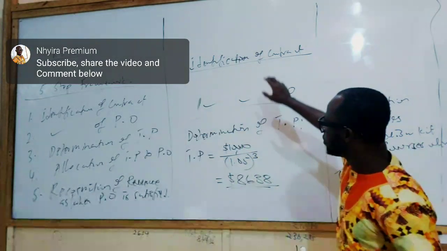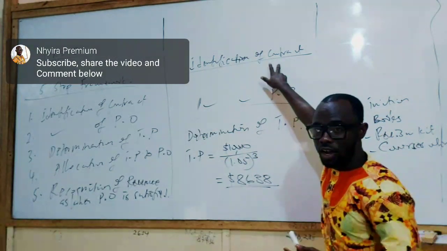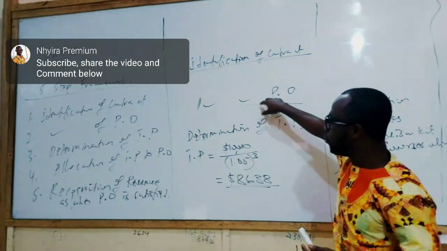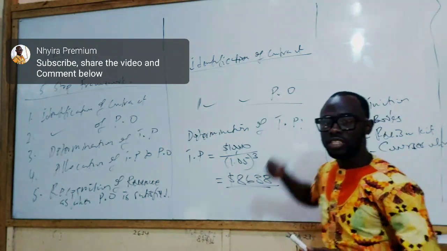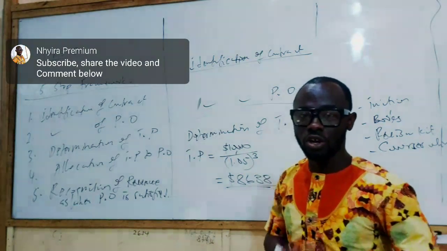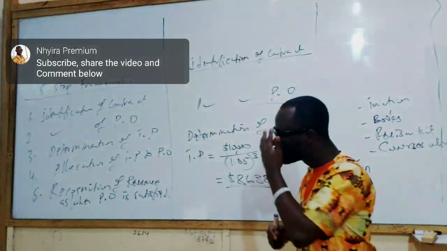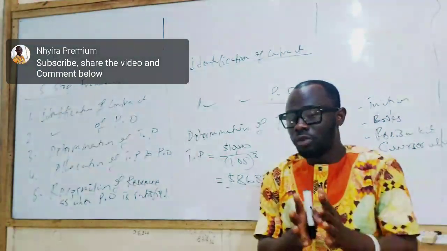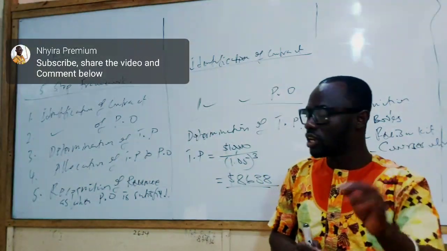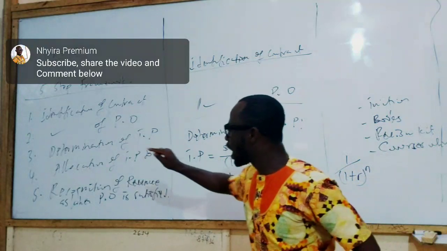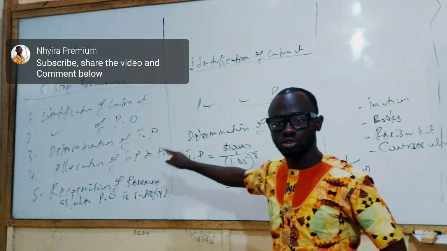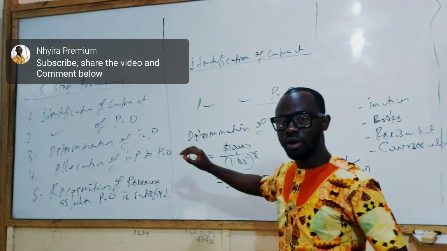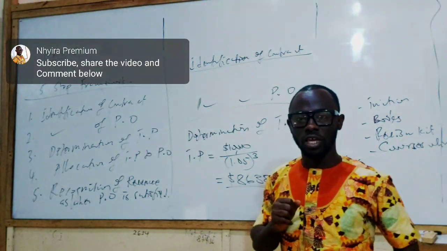So now we've done step one. We've identified a contract. Step two, we've looked at what we're going to be doing. Step three, we've determined how much money we're going to be receiving. Now let's move on to step four. This is where it starts to get interesting. So make sure you pay close attention and you understand the concept very well. Allocation of transaction price to performance obligation.